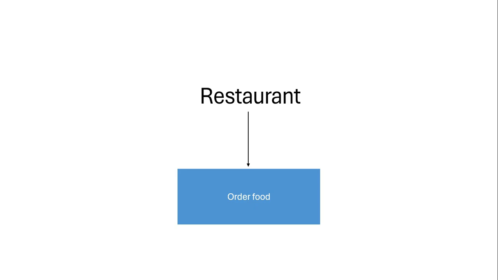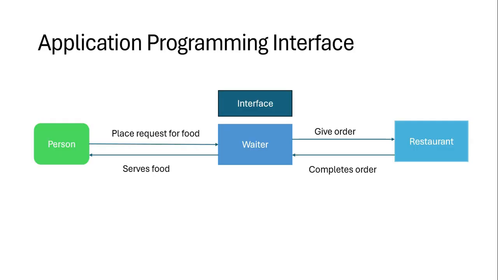So let's take an example of a restaurant. You go to a restaurant and you order food. Once the person places the request for the food to the waiter, the waiter acts as an interface. It doesn't communicate directly with the chef. So the waiter acts as an interface. The person is going to place a request for food.